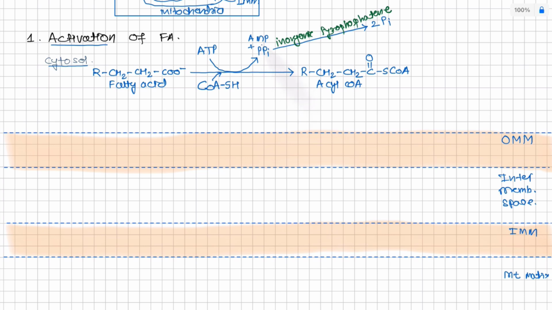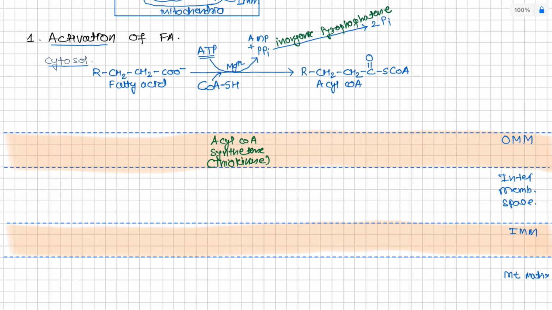This immediate breakdown of inorganic pyrophosphate ensures that this reaction remains irreversible. We also know that whenever ATP participates in any reaction, it requires magnesium ions. Now this particular reaction, as I told you, is irreversible, and it is catalyzed by an enzyme which is actually present on this outer mitochondrial membrane, and the name of the enzyme is acyl coenzyme A synthetase, or its other name is thiokinase.